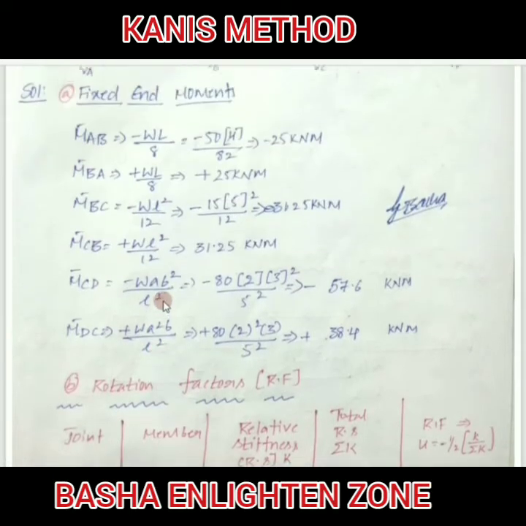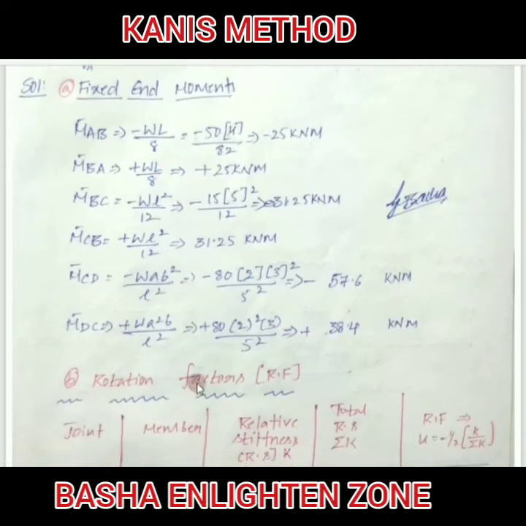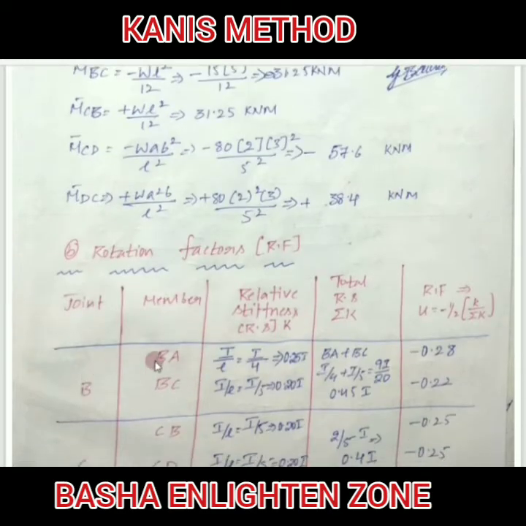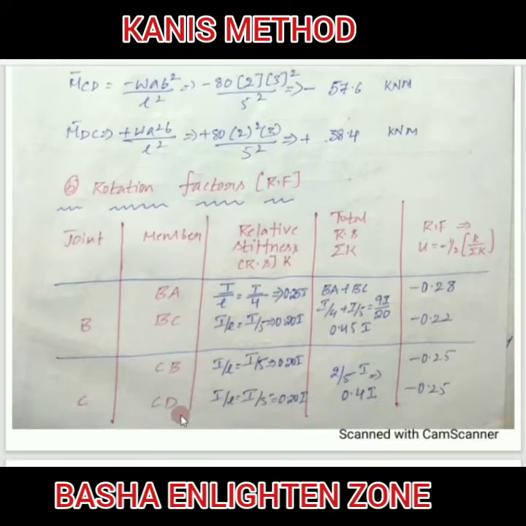Okay. At the same time, member. So what are the connecting members for the joints? For B, BA is one connecting member and BC is another connecting member. For C, CB is one connecting member and CD is another connecting member. Therefore, for B there will be two members and here also two members.